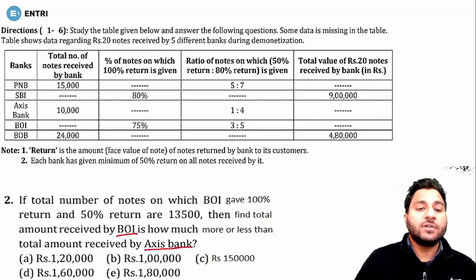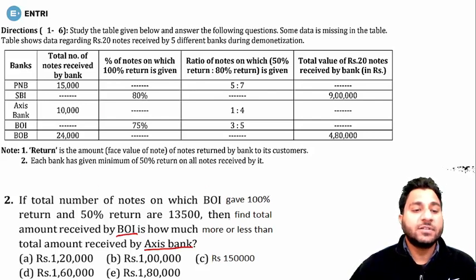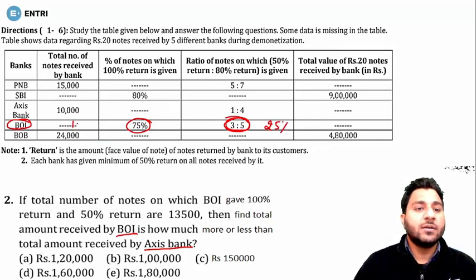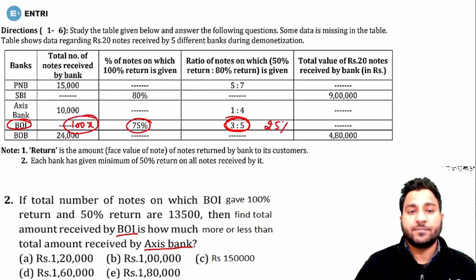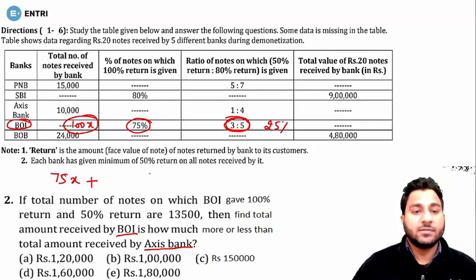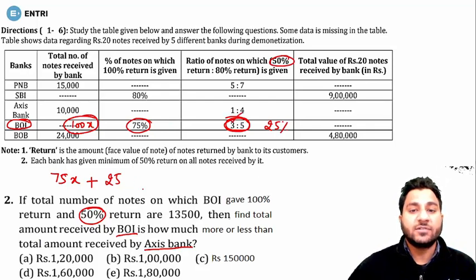Remember this. First of all, you should understand the 100% returnee from Bank of India. So let's have a look at the Bank of India data. 100% returnees were 75%, which means the rest will be from the 25%. Let's suppose that the total received notes were 100x. 75% means 75x, plus the rest of the 25, among which you are getting the 50% returnee data, which is 3:5, which means 3 by 8 x.